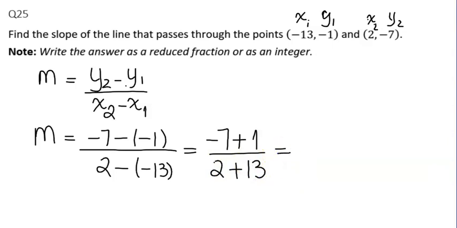Thank you, Rochelle. Okay, numerator. Negative 6 over 15. Are you guys happy with this answer? Yeah. Okay, reduced fraction. Is this a reduced fraction? No. What is the common factor? 3. Then the answer really is negative 2 divided by 5. Now you're happy. This is completely reduced. This is the slope of the line that passes through these 2 points.